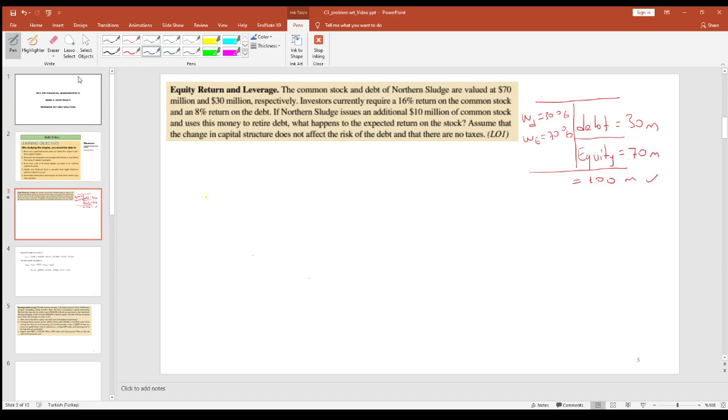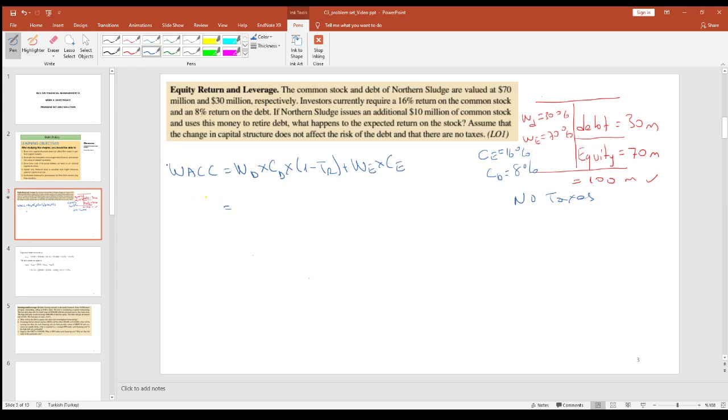The second thing to mention is the cost of debt and cost of equity. The cost of equity is, as given here, a 16% required return, and the cost of debt, as written here, is 8%. From this, we also know that there are no taxes. If you remember how to calculate the weighted average cost of capital, we had this formula: weight of debt times cost of debt times 1 minus tax rate, plus weight of equity times cost of equity.